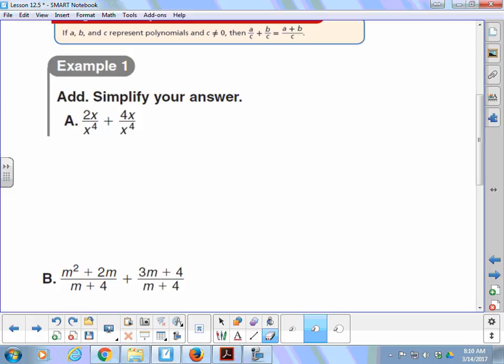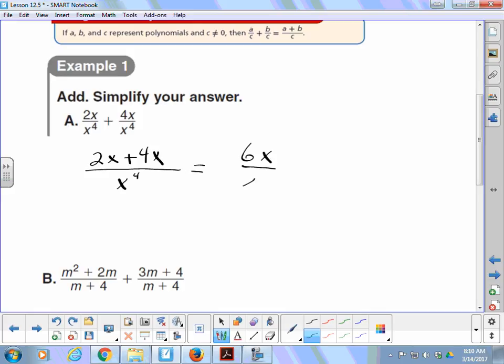All right, so here we have 2x over x to the fourth plus 4x over x to the fourth. Since my denominators are the same, I can go ahead and add the numerators. I can write it as 2x plus 4x over x to the fourth. We add these together and get 6x over x to the fourth. Then you can simplify. Since I have an x in the numerator and four of them in the denominator, I can cross one out and we get 6 over x cubed.